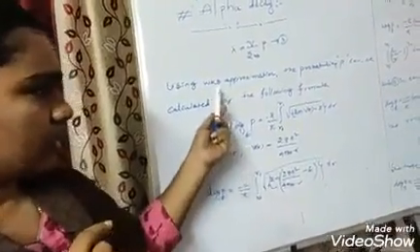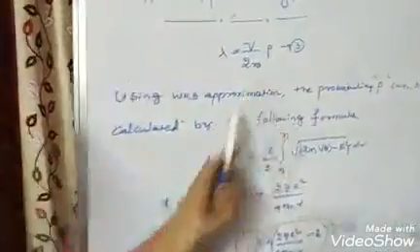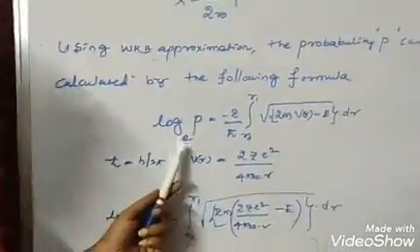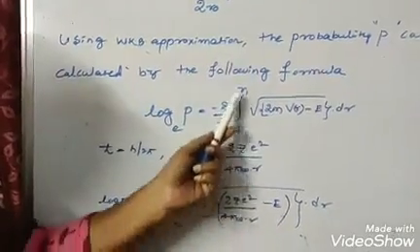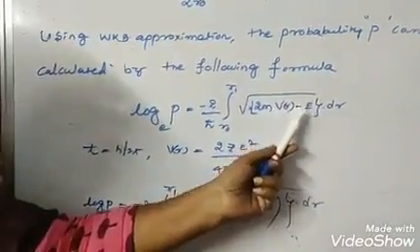So according to this approximation, the probability formula is log P to the base e equals minus 2 by h cross, integral from r naught to r1 of root of 2m (V of r minus E) dr.